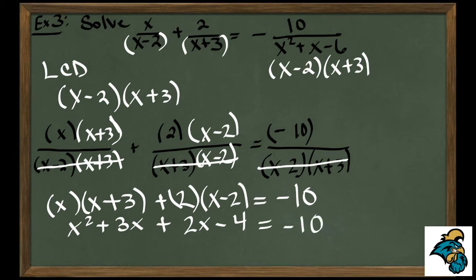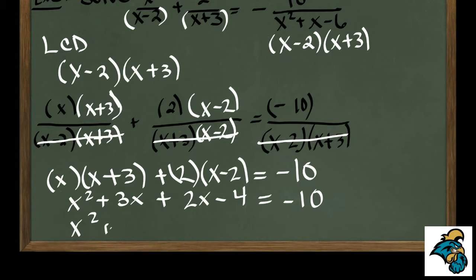I'm going to go ahead and move the negative 10 to the left-hand side by adding it, and I'm going to combine like terms. So I have x squared. The 3x and the 2x is going to give me 5x, so plus 5x. Minus 4, and then again I'm adding this 10 to both sides, so plus 10, which is going to give me a positive 6. And on the right-hand side, I have 0. So I have x squared plus 5x plus 6 equals 0. I have a quadratic, and now I have to work on factoring it.